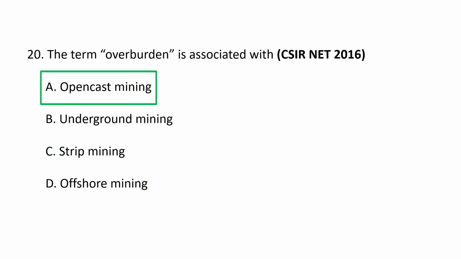Open cast mining. The term overburden is fundamentally associated with open cast or surface mining, and it refers to the massive volume of soil, rock, and vegetation that lies above a valuable mineral deposit such as coal, copper, or limestone that must be removed to access the ore below. The term overburden is associated with A. Open cast mining.